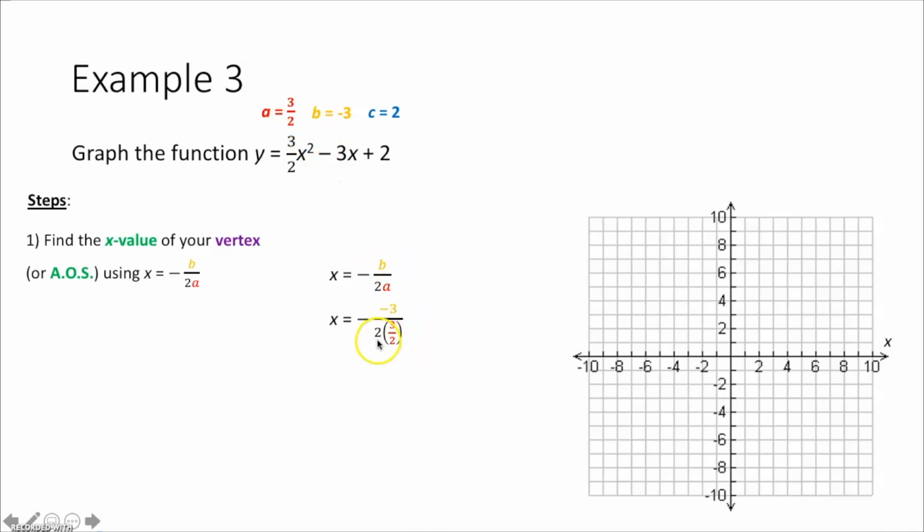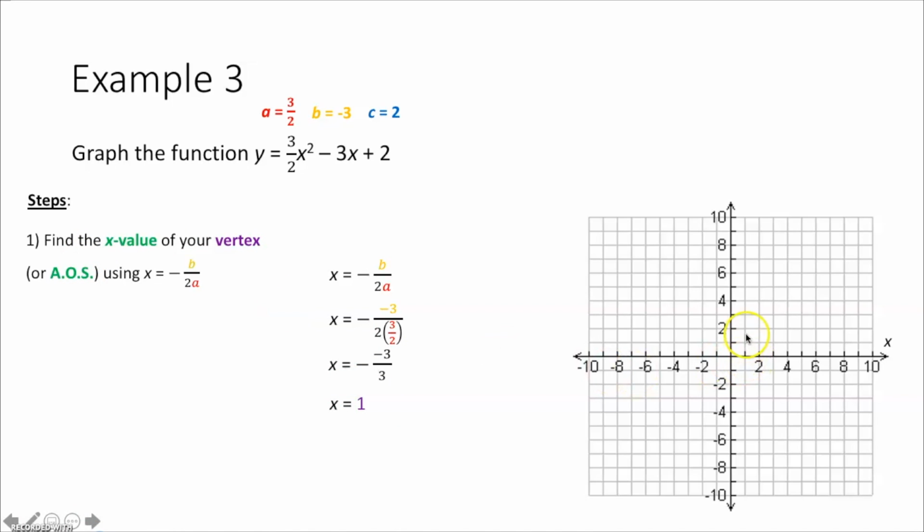We then simplify. 2 times 3/2 down here. 2 is the same as 2 over 1, so technically the 2s are going to cancel each other out. You just get 3 in your denominator. The negatives are going to cancel each other out. So you end up getting 3 over 3, which is just 1. Then, technically, that's your axis of symmetry.